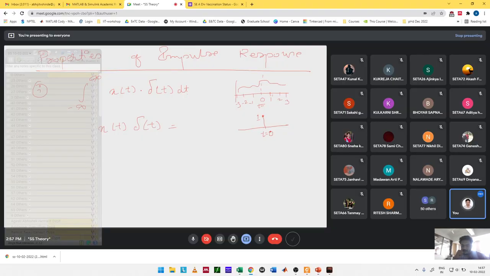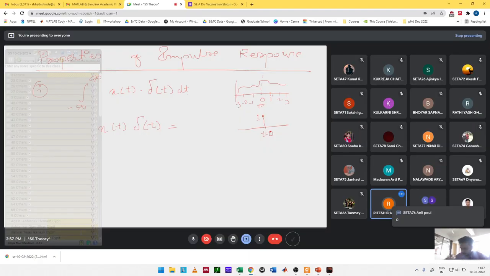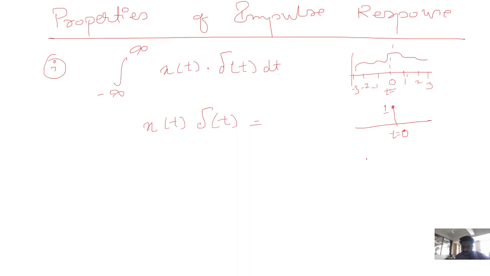Have you got my question? Ritesh, have you got my question? Right, I multiplied this, what will I get? Del of t? So what answers I am getting, I will write over here. First is 0. Second one is del of t. Then 1. Okay, 1. Then?